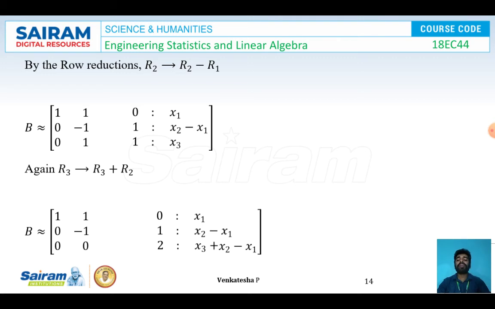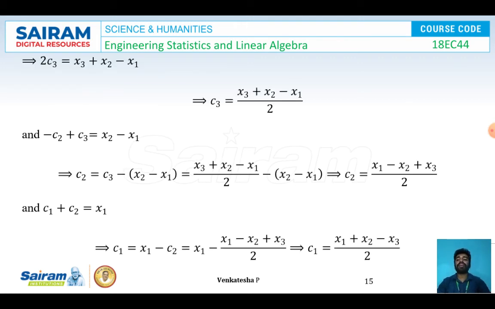Now I am going to get the system of three equations to find the scalars C1, C2, C3. From the last one I got 2C3 is equal to x3 plus x2 minus x1. So I got C3 is equal to (x3 plus x2 minus x1) by 2. From the second row I got minus C2 plus C3 is equal to x2 minus x1. So I got the value of C2 is equal to C3 minus (x2 minus x1). So it will be equal to (x3 plus x2 minus x1) by 2 minus (x2 minus x1). So I got C2 is equal to (x1 minus x2 plus x3) by 2.